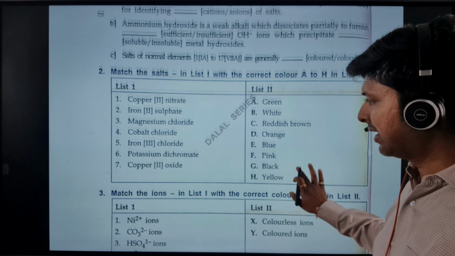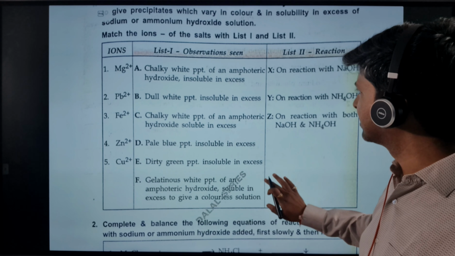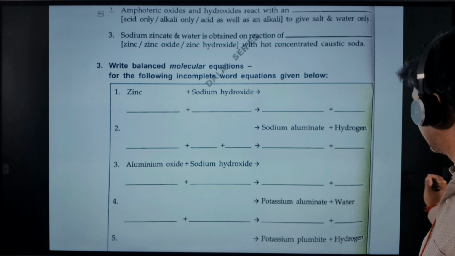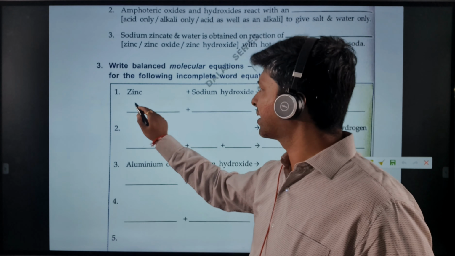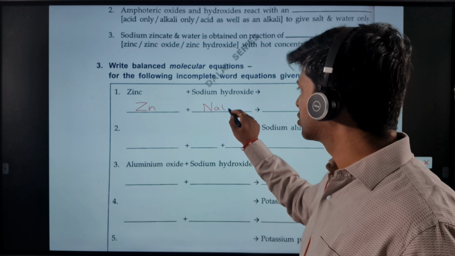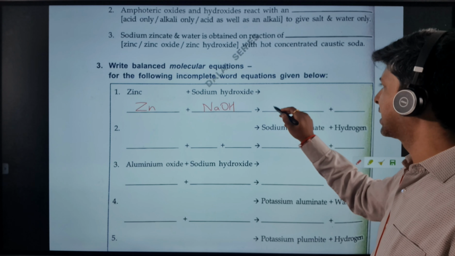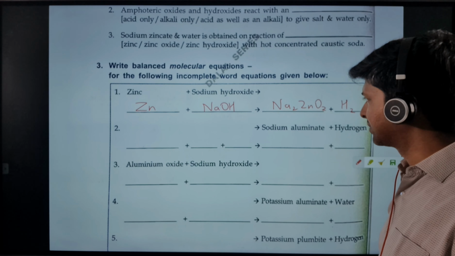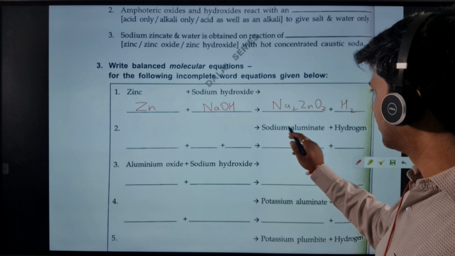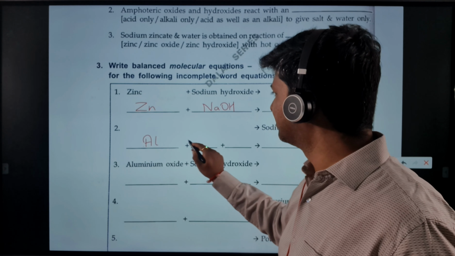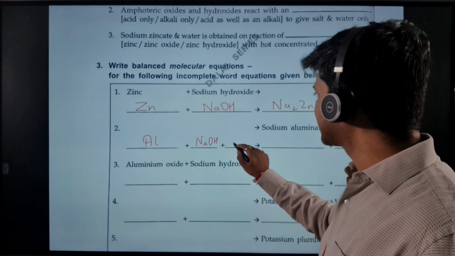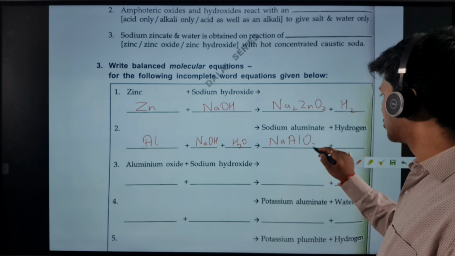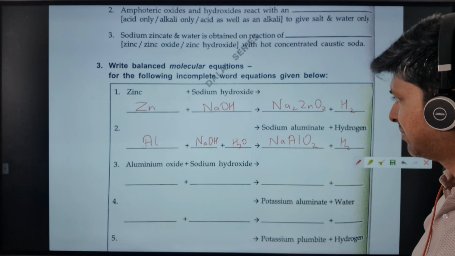Moving on to a few questions, we'll complete these reactions. Come on, tell me: zinc plus sodium hydroxide, Zn plus NaOH. What will it give you? It will give you sodium zincate, Na2ZnO2, plus H2. That's what you will get. Then we want sodium aluminate. So we'll write aluminium plus NaOH plus H2O is going to give us NaAlO2 plus H2, hydrogen.